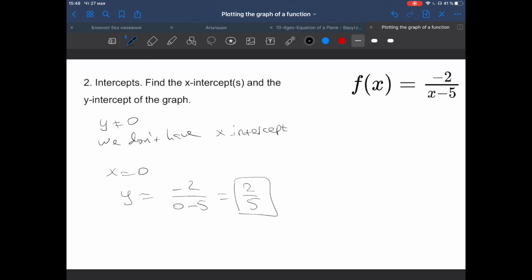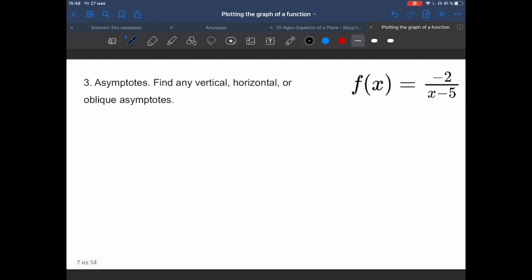Okay, next, asymptotes. We need to find asymptotes. To find the vertical asymptote, we said that if we have a rational function, we equalize the denominator to 0 and solve this. x is equal to 5, and this will be our vertical asymptote.